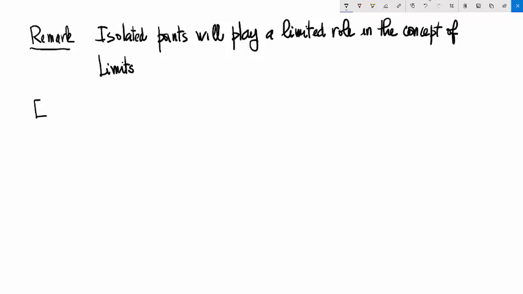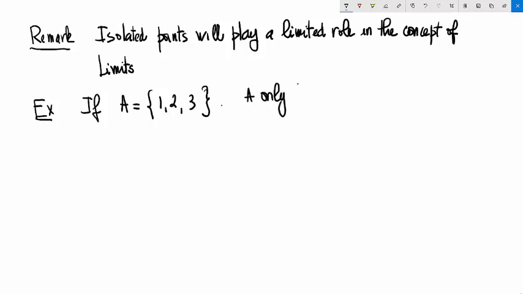So for example, the reason why we won't care is if you take a set of the type 1, 2, 3, right? By definition, we tie the concept of cluster point to the existence of sequences converging to your cluster points, and we can see that if A is this, then A only has isolated points. And the concept of sequences here is maybe not that interesting. So let's look at another example.